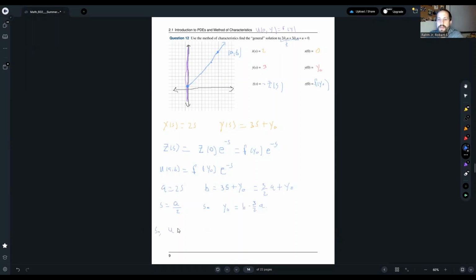u of a, b is equal to f of y naught in terms of a and b. y naught is b, b minus 3/2 a, and then e to the minus s is going to be e to the minus a over 2. Again, I'm using a and b because I'm already using x and y here.